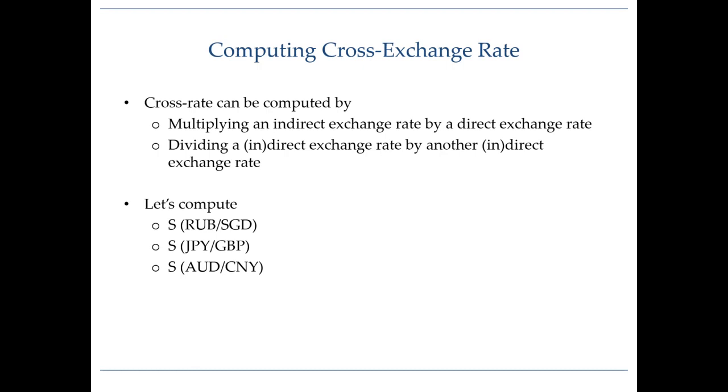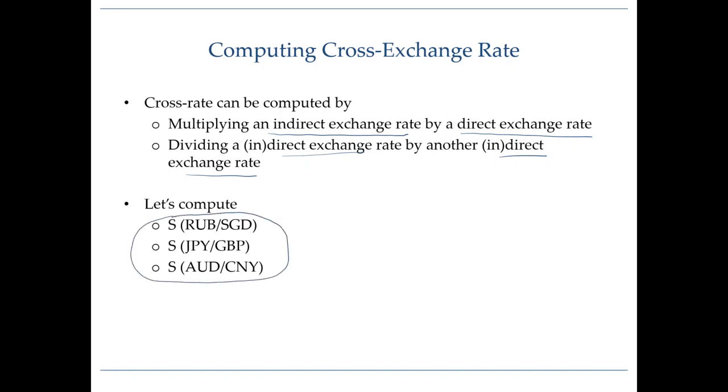Since for every pair of currencies, the exchange rate is quoted in two different ways, that is in direct terms or indirect terms, we can compute the cross rate in a couple of different ways. We can take an indirect exchange rate and multiply it by a direct exchange rate, or we can take two direct exchange rates and divide one by the other, or we can take two indirect exchange rates and also divide one by the other. So you can compute the cross rate essentially in three different ways, and ignoring transaction costs, you should get the same answer regardless of which method you used. Now let's use these three cross exchange rates as examples.